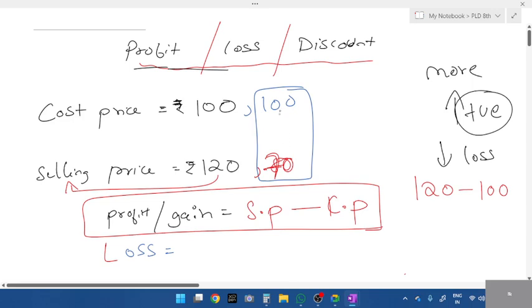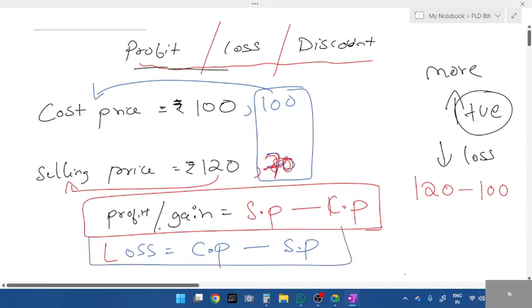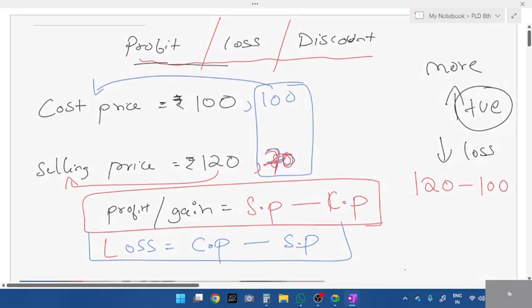No, no, 100 minus 70. How much is 100 minus 70? 30, right? 100 minus 70 is 30. So what is 100 here? Cost price. And 70 is selling price. Can you see the formula? Make a note of this, cost price, selling price. You shouldn't memorize, you should understand the concept. Profit is selling price minus cost price. Loss is equal to cost price minus selling price.